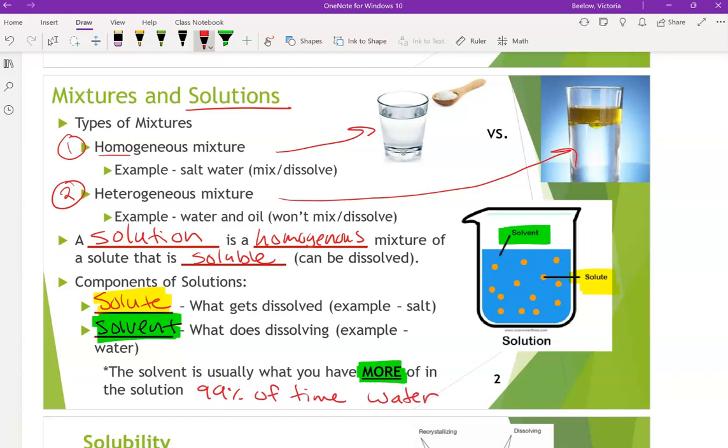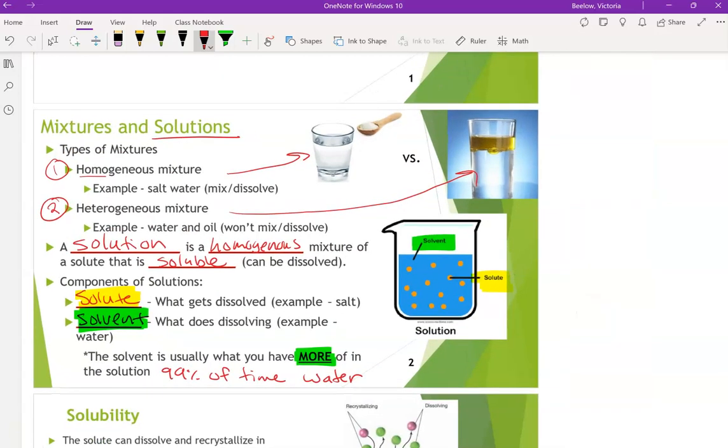We will get into some examples later in chapter 13 when we have different types of solvents. But for now, I would say 99% of the time water is the solvent, and then it's going to have some type of solute in it. Again, most likely a salt because salts are soluble and they can dissolve. A salt, for example, would be sodium chloride. That's a really good example.